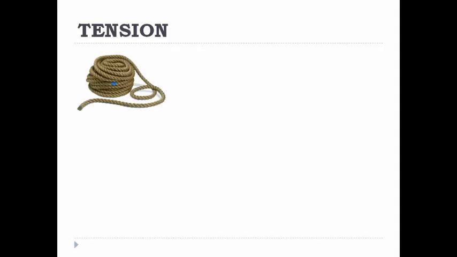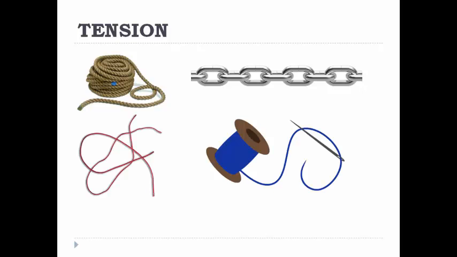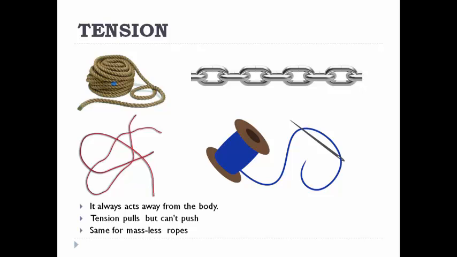The last thing we shall discuss is tension. It is a force that usually acts in ropes, chains, strings and threads. Some of the things that you need to remember about tension is that it always acts away from the body. Tension pulls but can't push. There will always be a pulling force wherever you label tension, and it is same throughout the rope or string for massless ropes. So for simplicity, when you consider that the ropes are massless, then it is same throughout the entire rope.